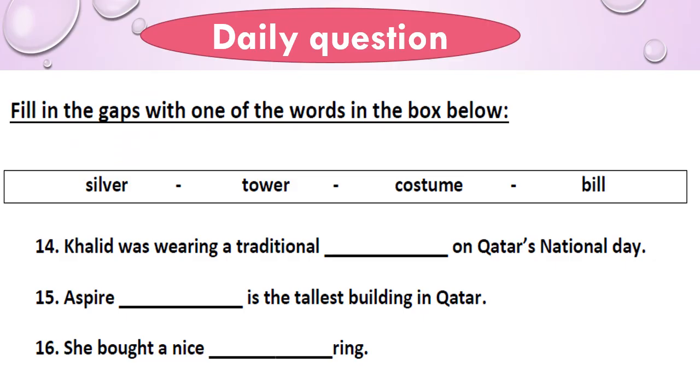Let's fill in gaps with one of the words in the box below. Khaled was wearing a traditional costume, very good, on Qatar's National Day. Spire Tower is the tallest building in Qatar. She bought a nice silver ring. That's good.